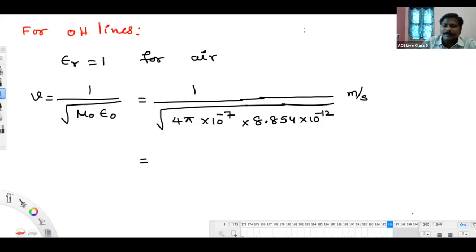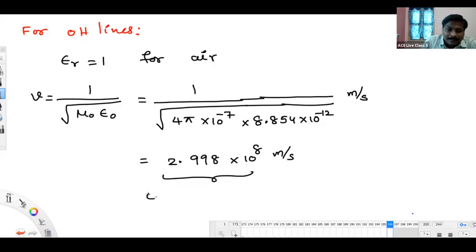This number you may get like 2.9979 or 98 into 10 power 8 meters by second, or 2.998 into 10 power 8 meters by second. Okay, so this is an exact light velocity. This number is an exact light velocity in the free space or in vacuum.